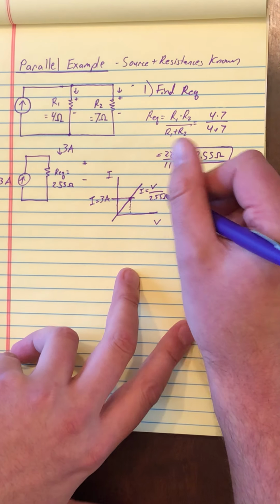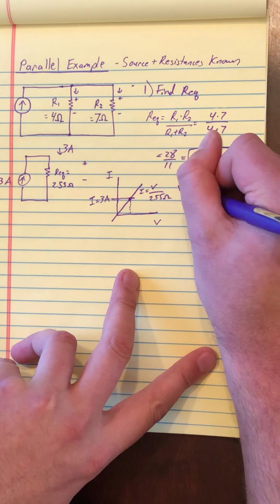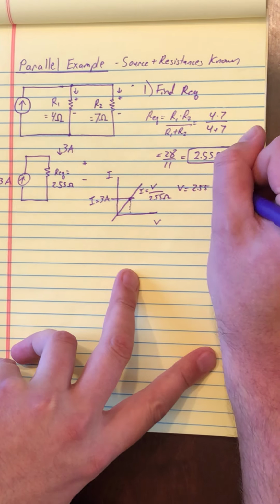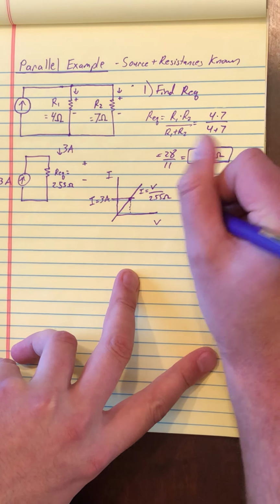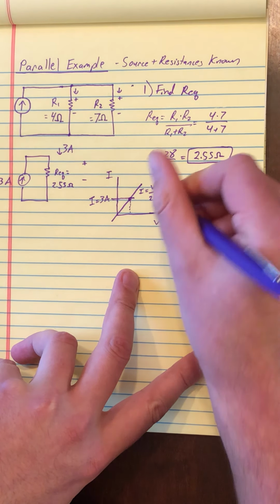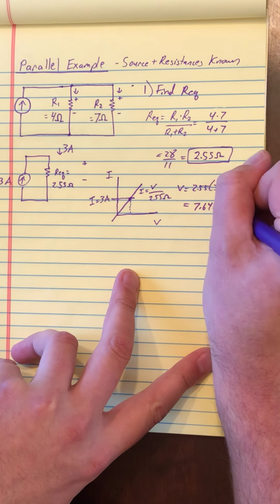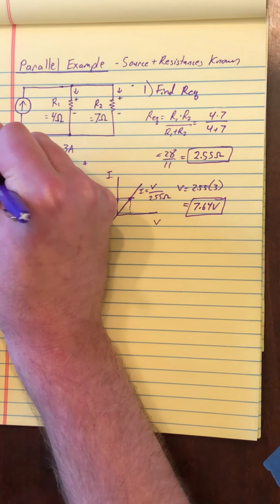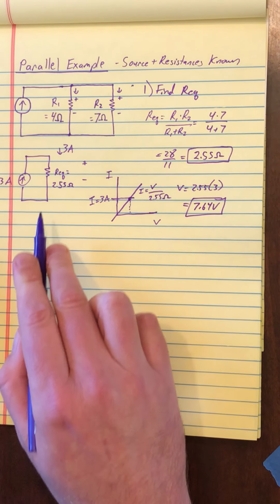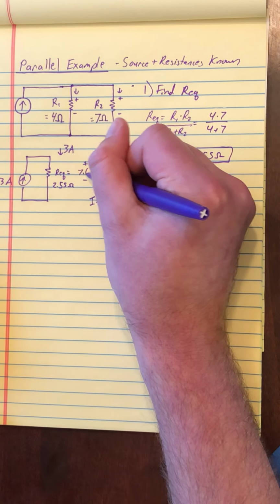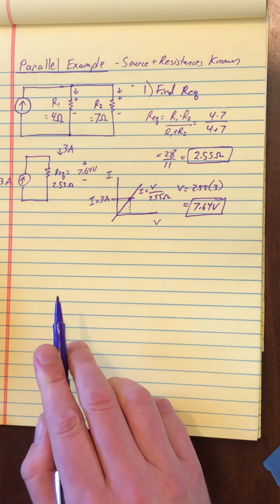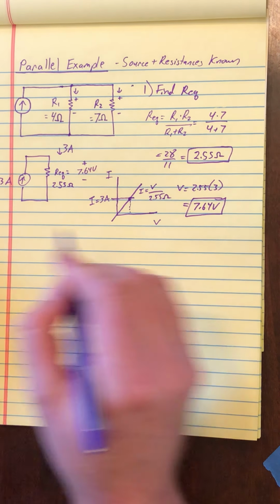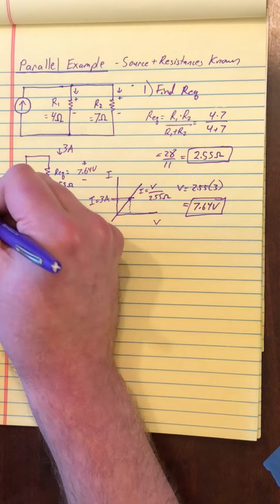And so I know I, and I'm solving for V here, so V is 2.55 times 3, giving me a 7.64 volt source voltage. So this is 7.64 volts. So I've found the source voltage here, and that would also be the voltage across my equivalent circuit. So the next thing I'm going to do, so that was part 2, is to find the operating point.